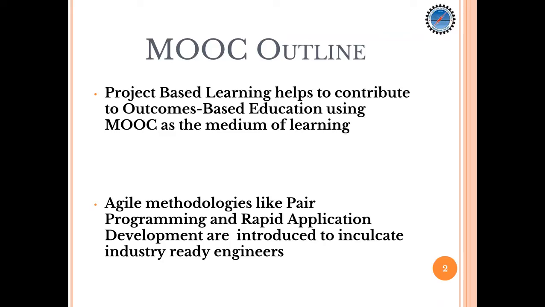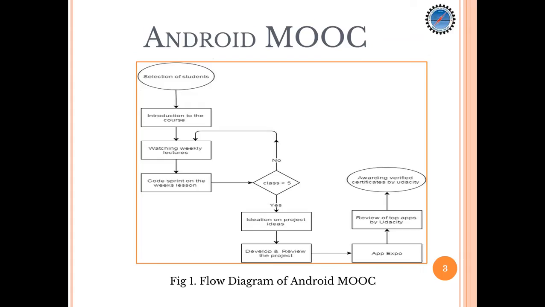And in the Android MOOC, we basically wanted to introduce the students to the whole concept of software development, right from iterative method of learning. For example, we wanted to introduce agile methodologies like pair programming, rapid application development, and also in the end have an app expo, which would basically mean that they would develop their app and in the end they would present it to the whole college and defend their idea or defend their design and how their app solves the actual problem which they have taken up. So I would be going into the Android MOOC first.